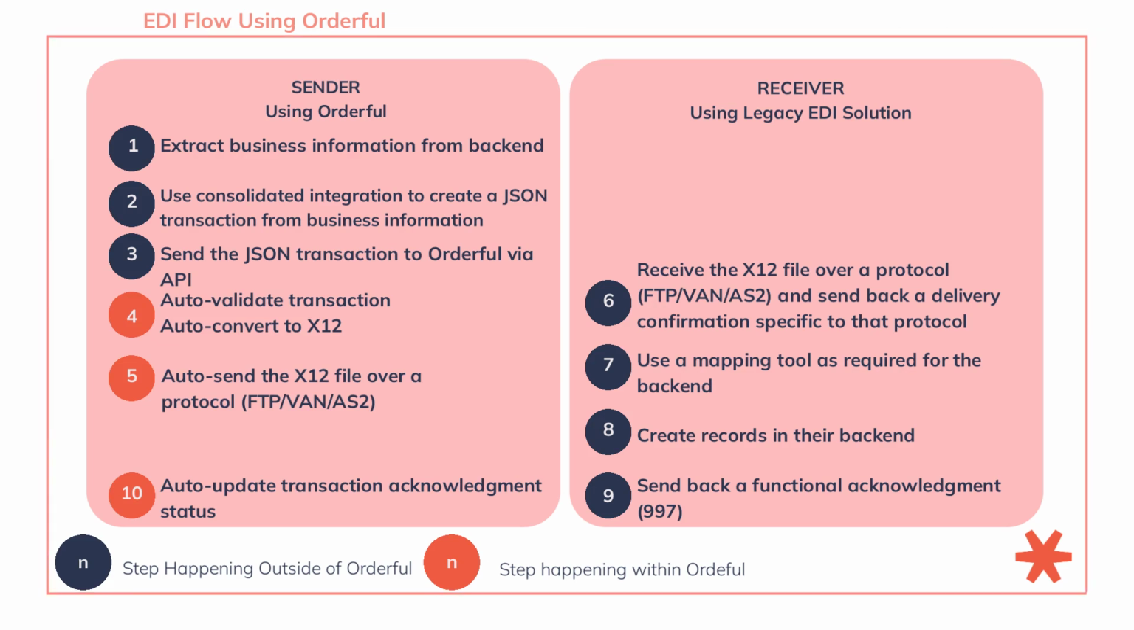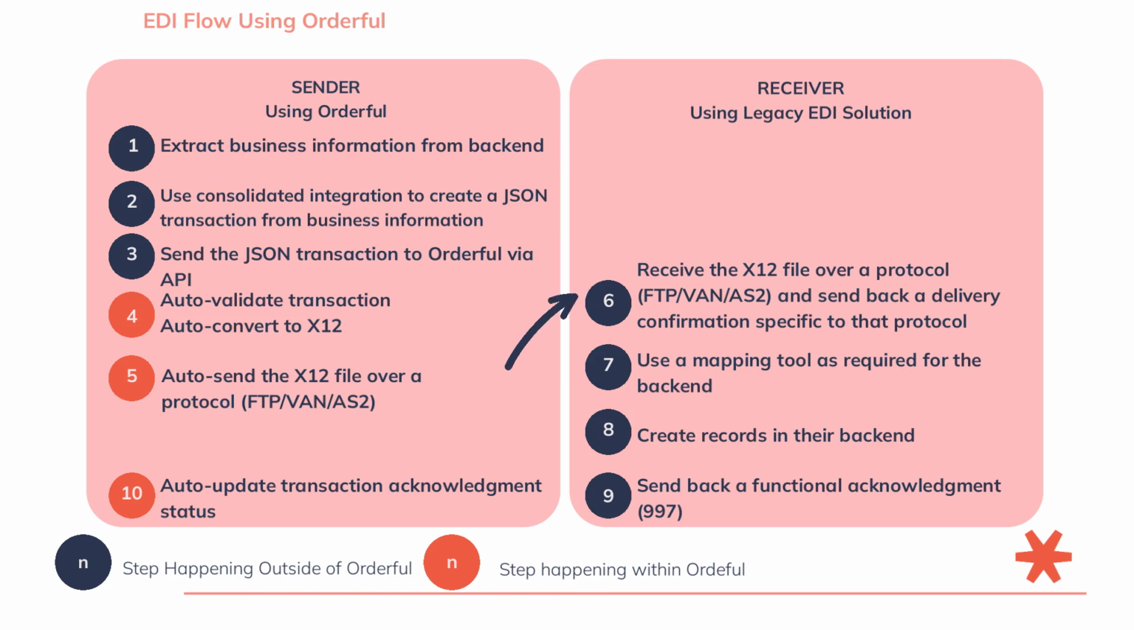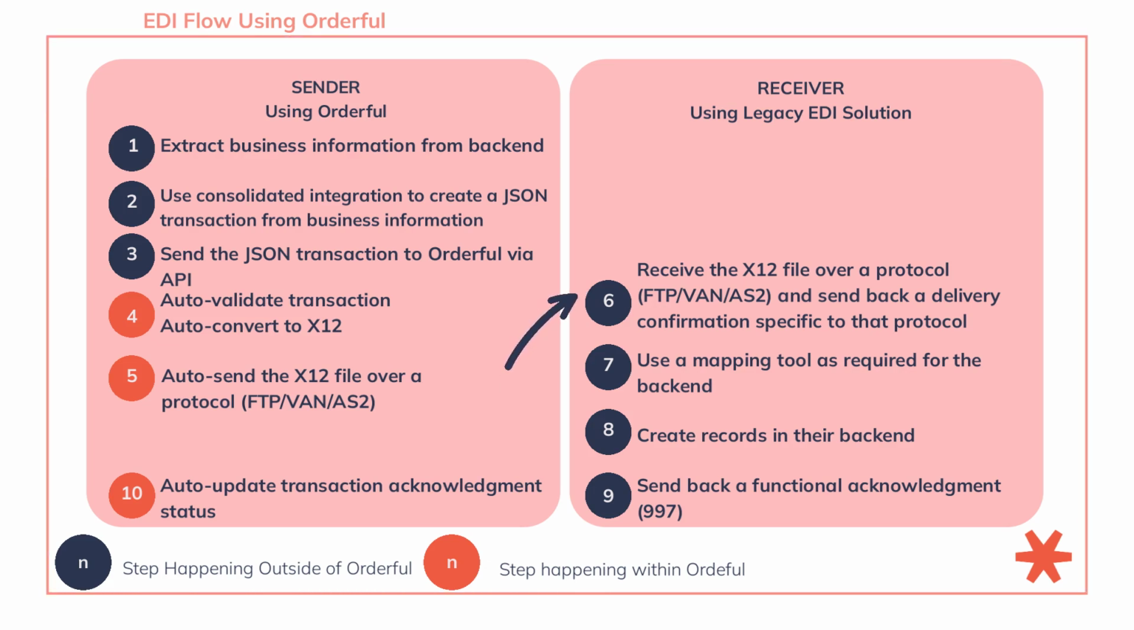Now we move on to what happens in the receiver systems. 6. The receiving business gets an X12 file over a communication protocol, again, FTP, VAN, or AS2, and returns the delivery confirmation specific to that protocol. 7. They use a mapping tool as required for the backend system.